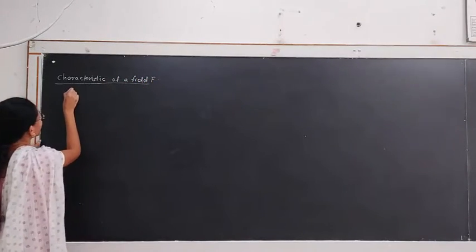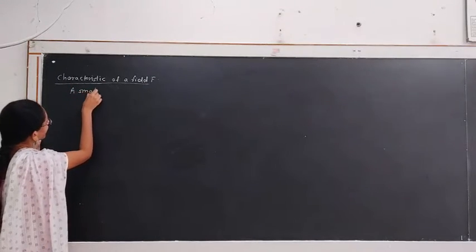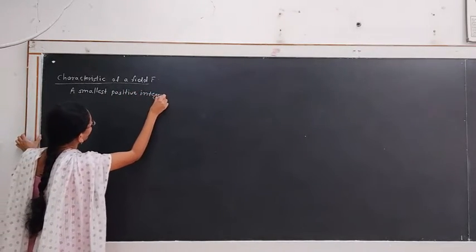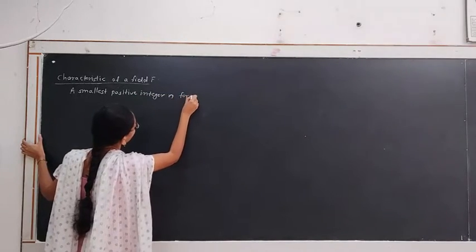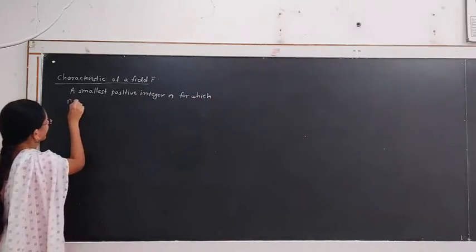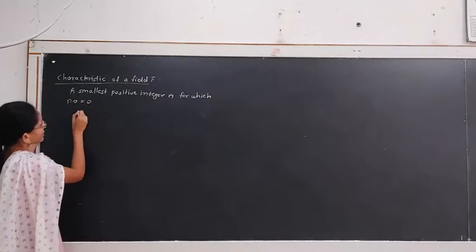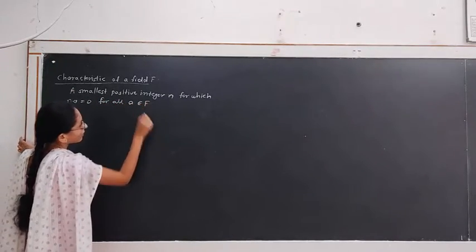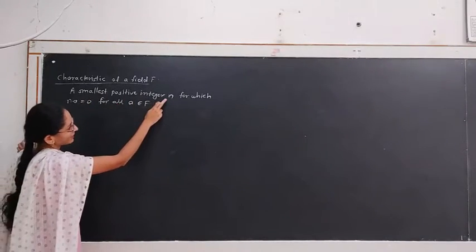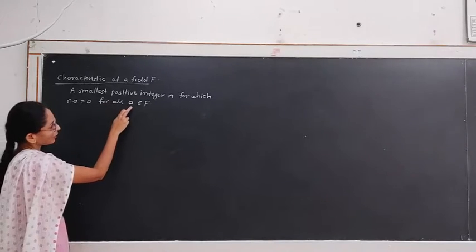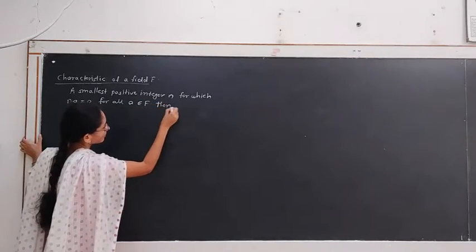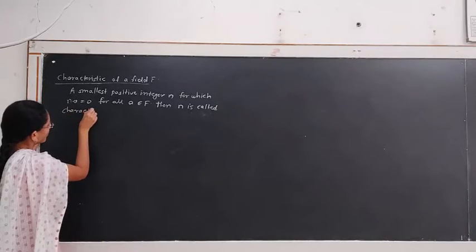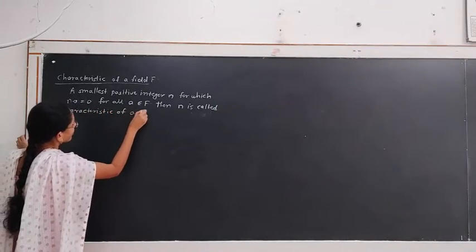Field F, the smallest positive integer n for which n into a is equal to 0 for all a belongs to the field. The smallest positive integer n for which n into a is equal to 0 for all a belongs to field F, then n is called the characteristic of a field F.